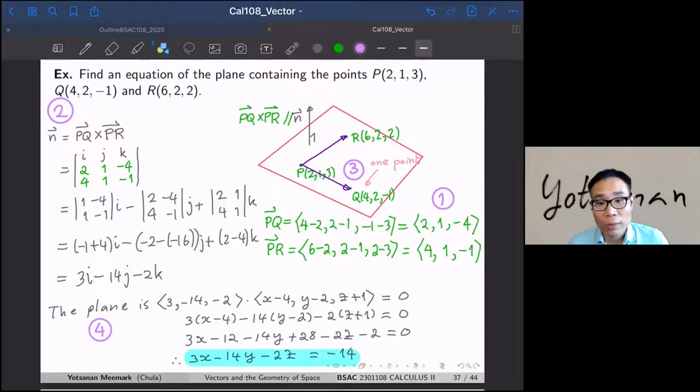Okay, so the one point can be P, can be Q, or can be R. At the end, you will get the same equation. And the thing that you can see is the normal vector turns out to be the coefficients on x, on y, and on z respectively.